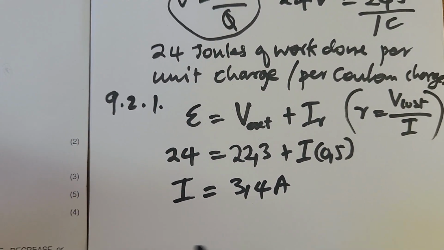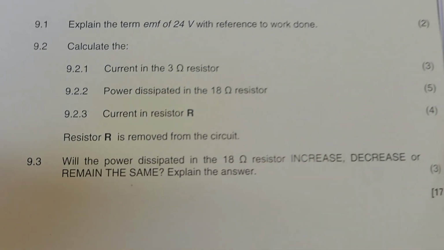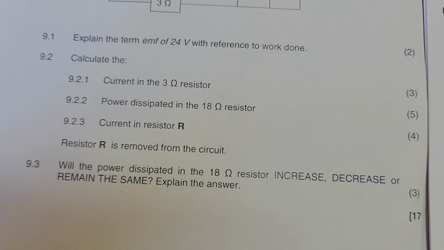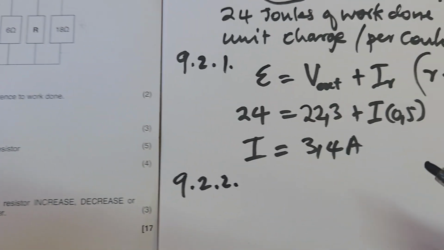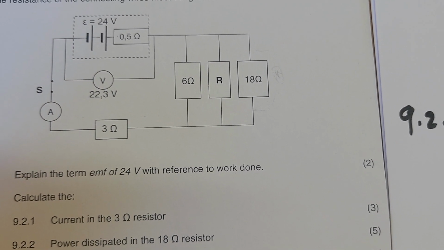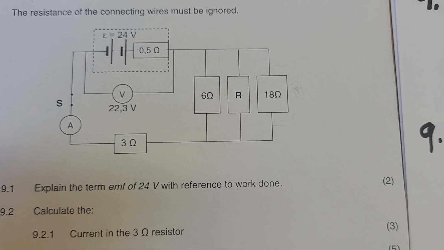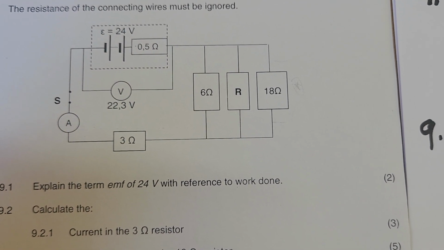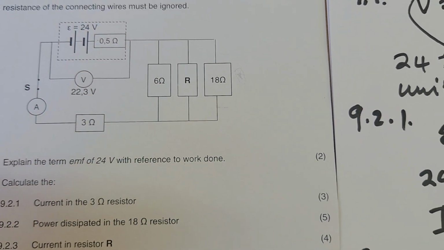If we use the calculator, that is 9.2.1. Now 9.2.2 is just telling us to calculate the power dissipated in the 18 ohm resistor. 5 marks means that you'll use more than one calculation in dealing with this. Now if you look at the circuit here, if you want to calculate the current in the 18 ohm, we must know the voltage across the 18 ohm. That's the easiest one. So remember, the voltage in the parallel combination is the same. The voltage across the 6 ohm, the voltage across R, the voltage across the 18 ohm is the same. Okay, fine.